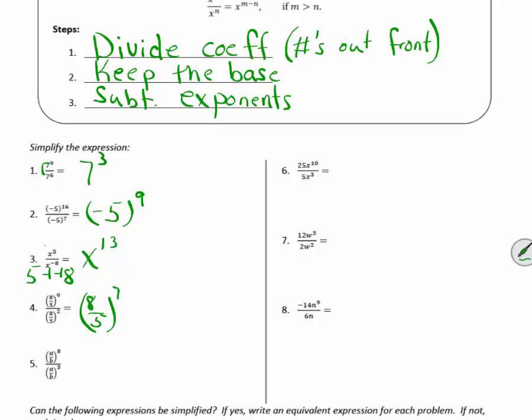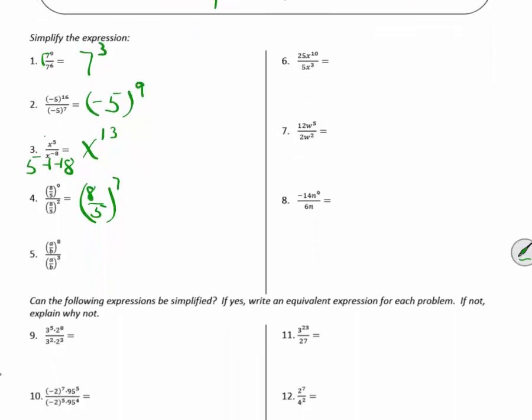Number 5, here I have two different variables, but they're just written as a fraction, and as long as it matches a over b, it's a fraction, so it's going in parentheses. 8 minus 3 is 5. Now, in example number 6, we have problems that do have those coefficients. So I'm going to do 25 divided by 5 first. So 25 divided by 5 is 5. We keep the base, which is x. And then we do 10 minus 3, which is 7.